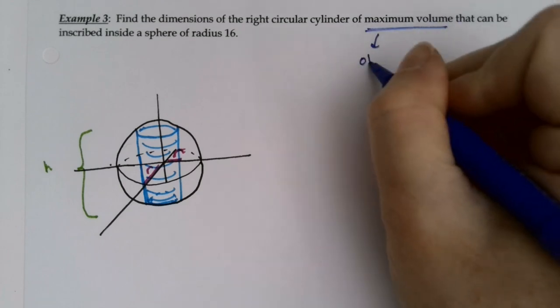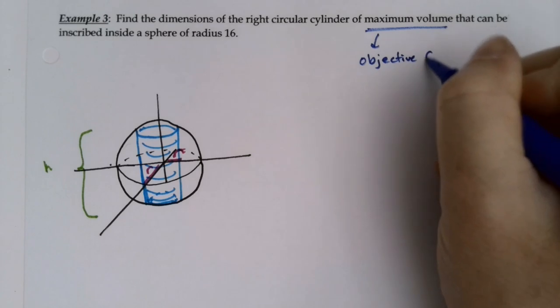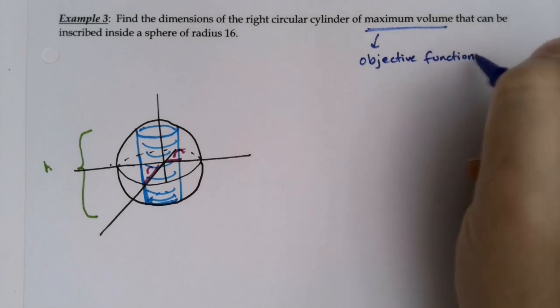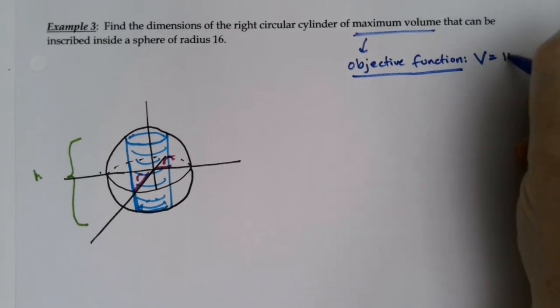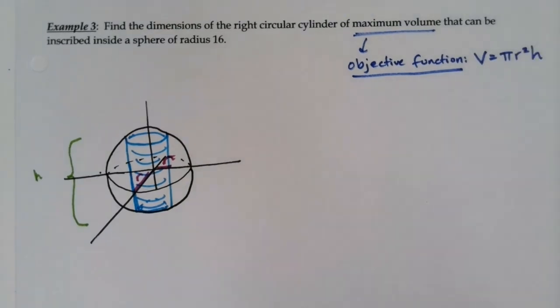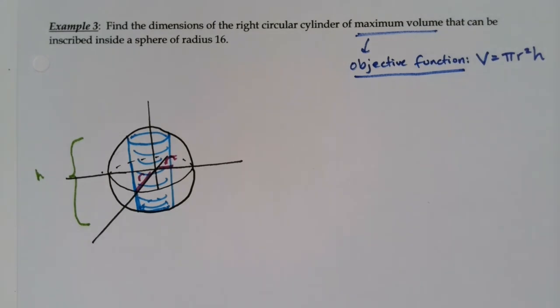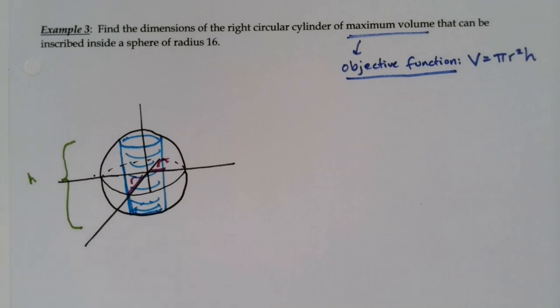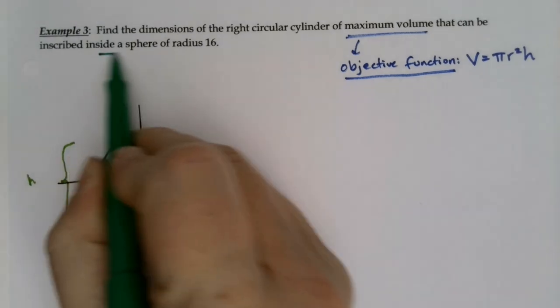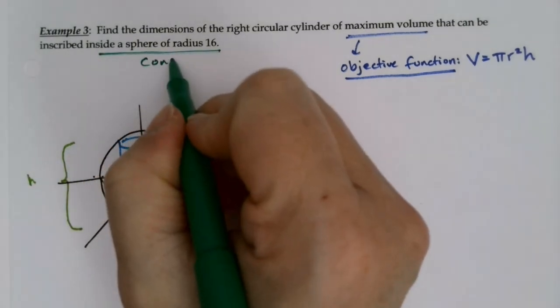So the objective function will be volume. The volume of a right circular cylinder is pi r squared h. All right, so there's our objective function, no problem. Now we have to think about our constraint, right? Because this objective function is nested inside a constraint. Now the constraint is that it's inscribed inside this sphere, right? So there's the constraint right there.